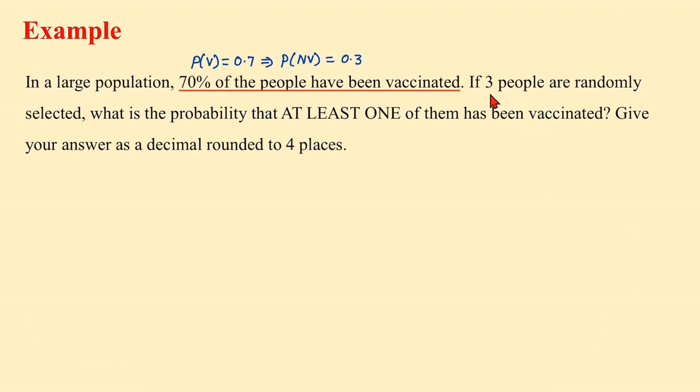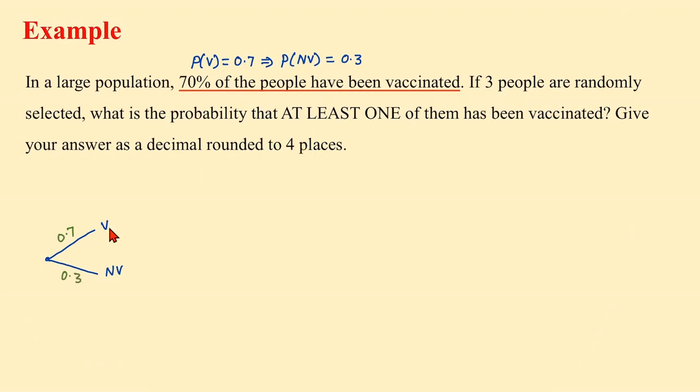So now the question is, if 3 people are randomly selected, what is the probability that at least one of them has been vaccinated? So I'm going to create a tree diagram to represent this situation. When we check the first person, you'll see that the first person may be vaccinated or not vaccinated. If they are vaccinated, the probability is 0.7. And if they are not vaccinated, the probability is 0.3.